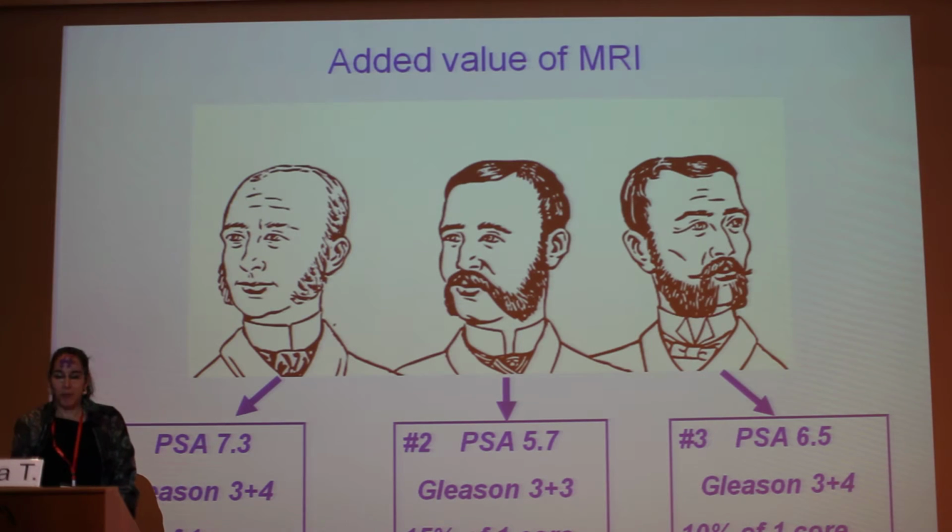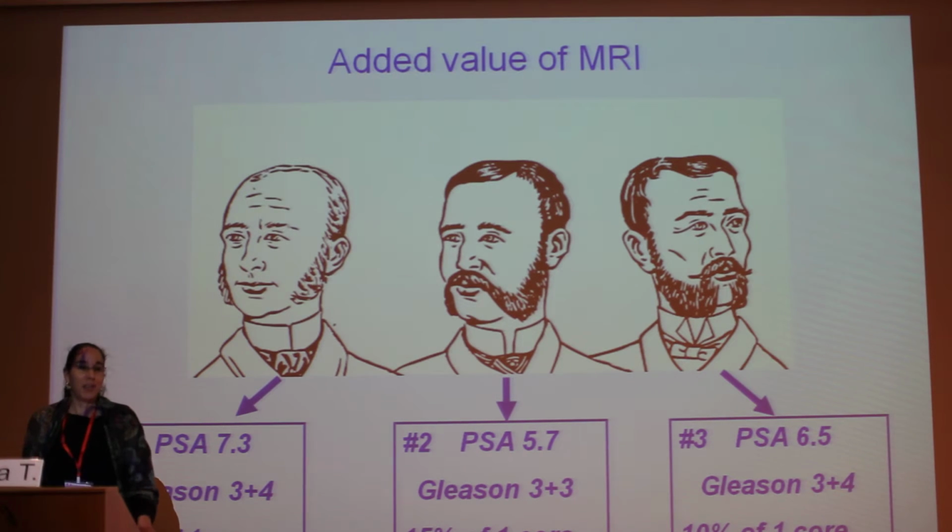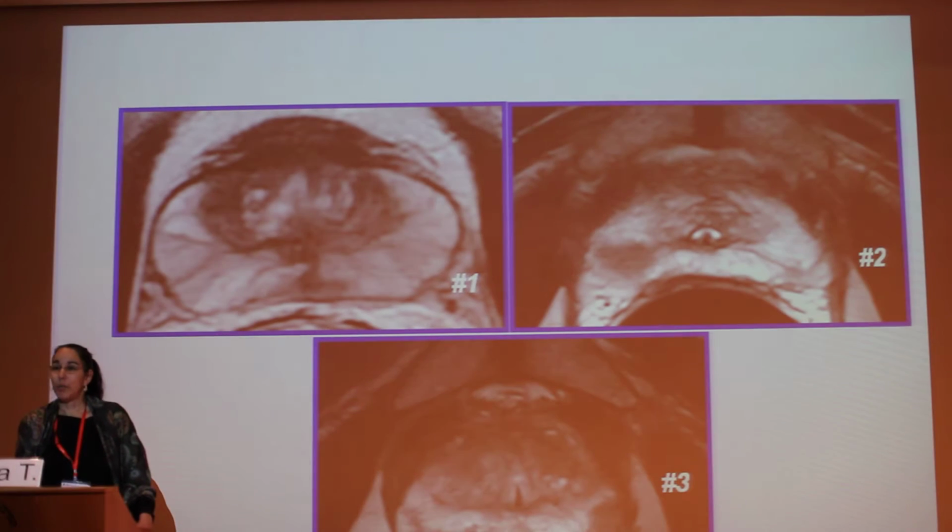So here's an example of 3 lovely gentlemen, all diagnosed with prostate cancer, all of them low to intermediate risk. Gentleman number 1 has PSA 7.3 with Gleason 7, gentleman number 2 has 5.7 with Gleason 6, and gentleman number 3 has 6.5 with 3.4. Clinically, they're all very similar. Clinically, they all have minimal disease on biopsy with 10% of one core or 15% of one core only. However, their MRIs show different things.